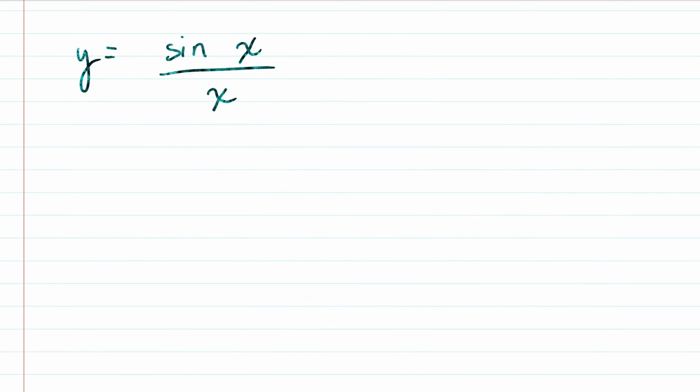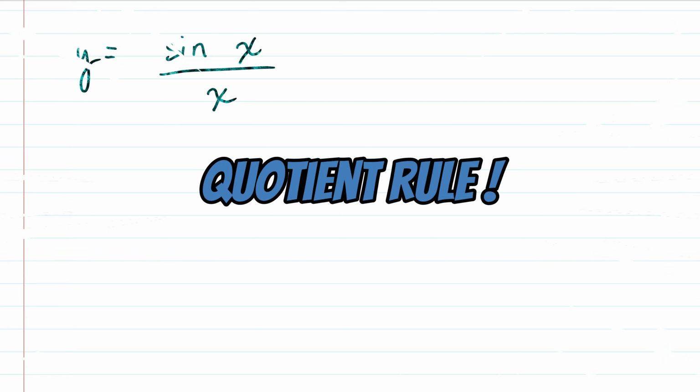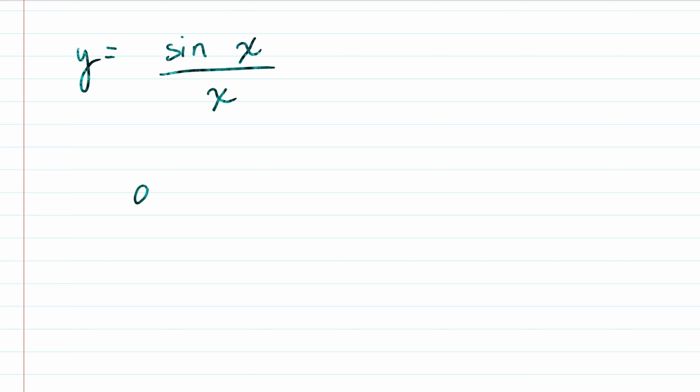Okay, next example, sine x over x. Okay, so it looks like we have some division because of the fraction bars, so that tells us to use the quotient rule for derivatives. Okay, so the quotient rule, to find the derivative of a quotient, it says you take the lower function, and when I say lower function, I mean the one in the denominator. When I say higher function, I mean the one in the numerator.